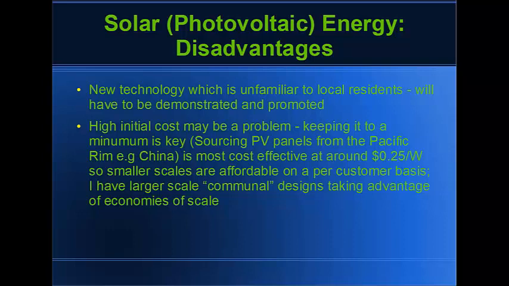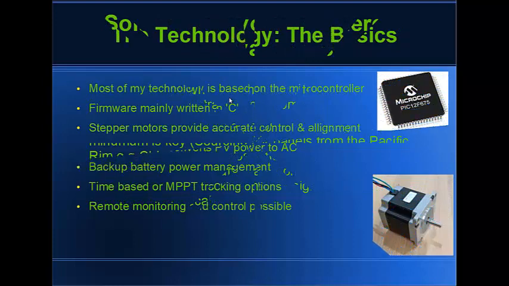So definitely at present smaller scale devices are more affordable on a per customer basis, but I'm thinking about the development of some communal designs in order to take advantage of economies of scale. It may be that one communal solar panel, which is used to provide power to a large number of devices, could be far more cost effective than everyone having smaller scale devices and individual panels, of course.